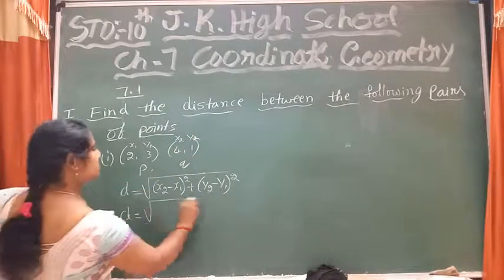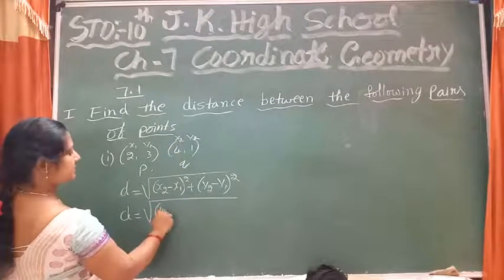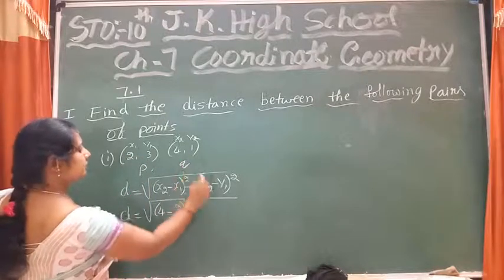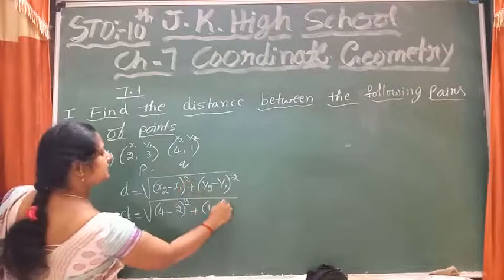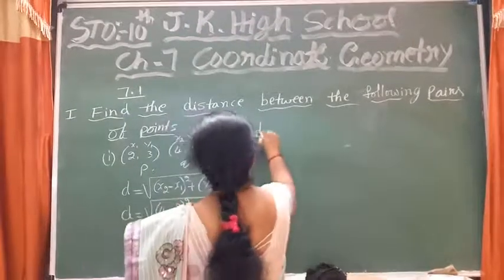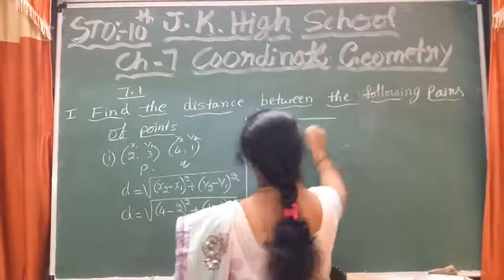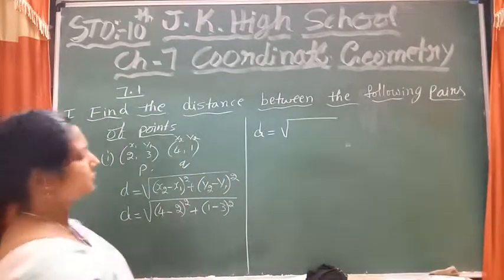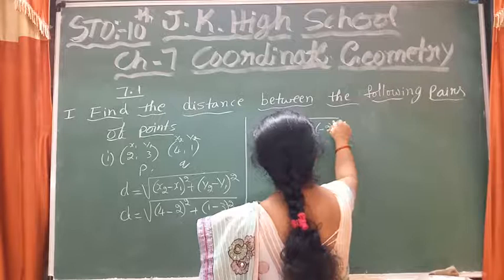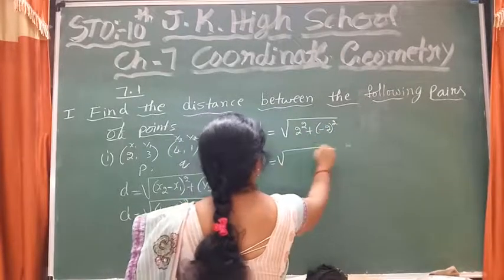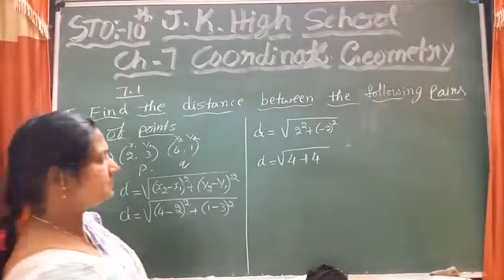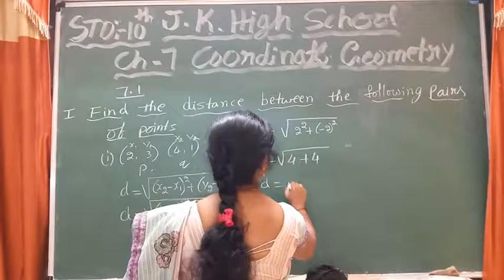D is equal to, in place of x2 you substitute the value of x2 as 4, x1 value 2, square, y2 value is 1, y1 value is 3. Then you simplify now. So the distance between these 2 points, D, is equal to 4 minus 2, whole square, which is 2 square, plus 1 minus 3 whole square, which is minus 2 whole square. So it becomes 2 square is 4, minus 2 square is also 4, because minus 2 into minus 2 becomes 4. So the distance between these 2 points is square root of 8.